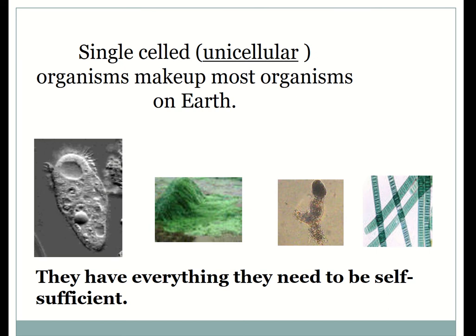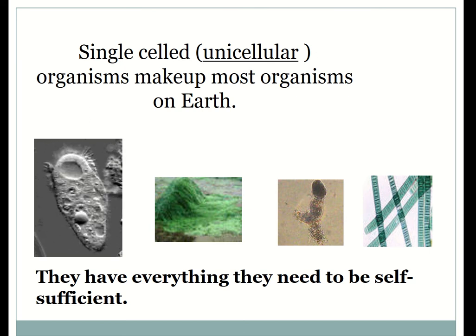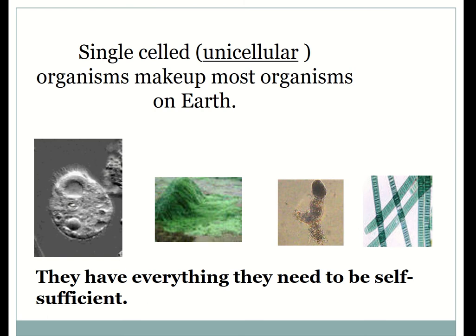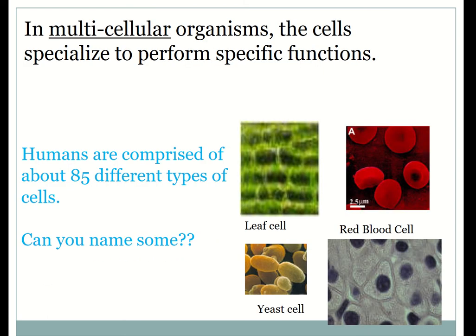Animals, such as ourselves, and plants are good examples of multicellular organisms. Here are some diagrams of some different single-celled organisms. We have some paramecium. We have some other types of protists here. For multicellular organisms, here are some different examples of specialized cells. We have some red blood cells here. We have some cells that make up a plant. They look kind of like little bricks side by side.